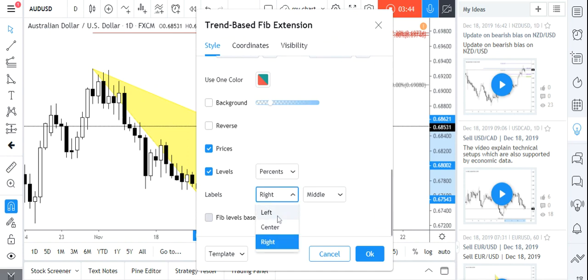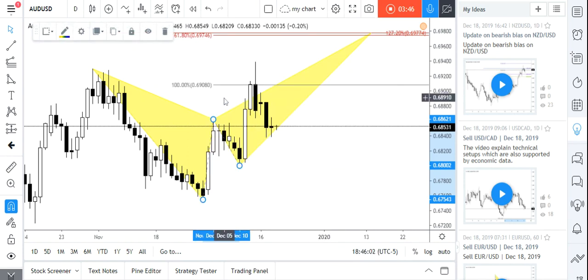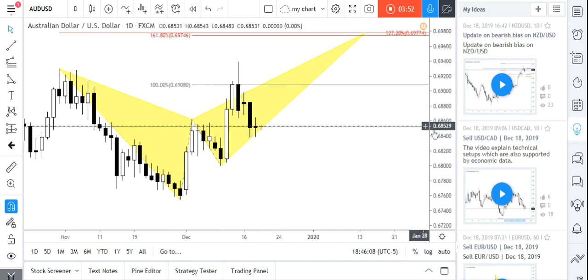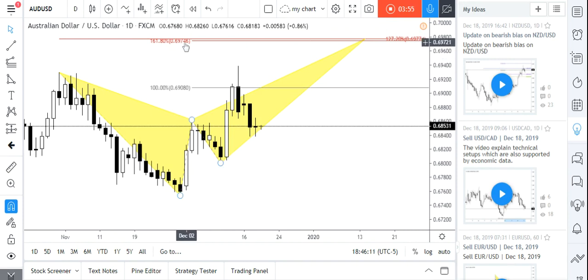Just a sec, hold on. Okay, something went wrong. No, nothing went wrong, all fine. Okay, so this is 69.74.6 and this is 69.77.4, pretty close to each other. There is a difference of only 3.2 pips.